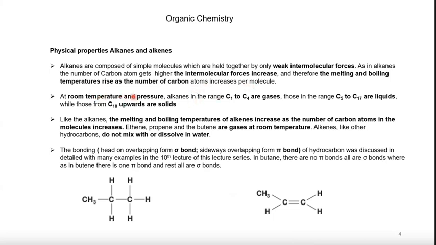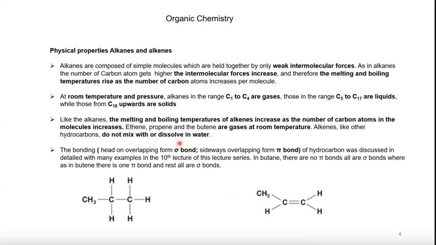Well, at room temperature and pressure, what happens? C1 to C4 of alkane, I can say alkane, are gases, and those of C5 to C17 are liquid, and C18 and upwards are solids. Like the alkanes, the melting and boiling temperature of alkenes also increase as the carbon atoms increase in the molecule. Ethene, propene, and butene are gases at room temperature. Alkenes, like other hydrocarbons, do not mix with or dissolve in water.